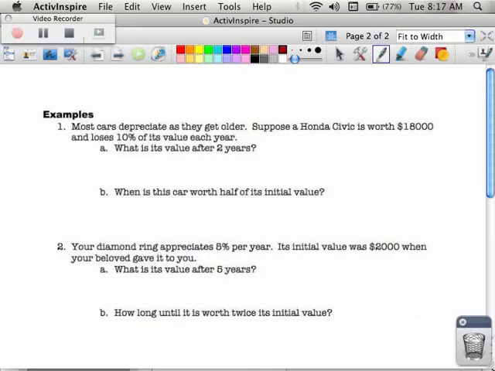And so what we want to figure out is, first of all, what is the value after 2 years? And second of all, when is this car worth half of its initial value? And so if we write the explicit formula for this, it'll help us figure that out. And in this case, the explicit formula will be y equals, what's the starting value? 18,000. Parentheses, is it going up or down?